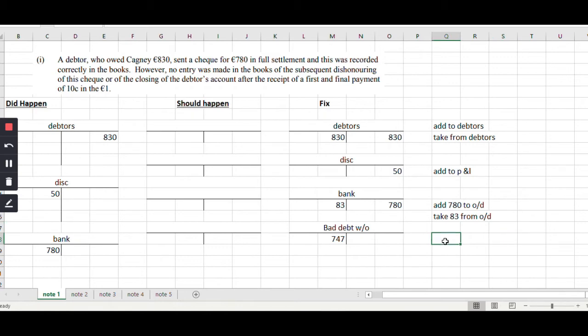Then the last thing here, the bad debt written off, that would be a P&L item and it's on the debit side, so you're going to take from P and L. Okay, so that's note 1 done. I'm going to go through the 5 notes and then I will show you where they go in the marking scheme after that.